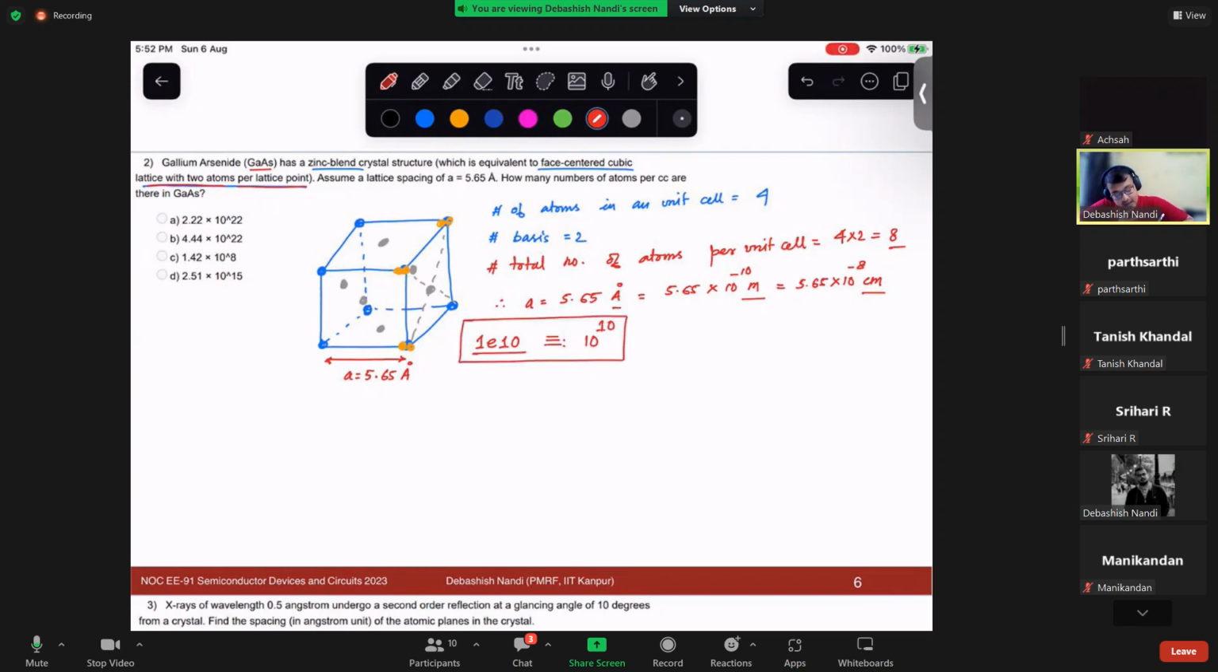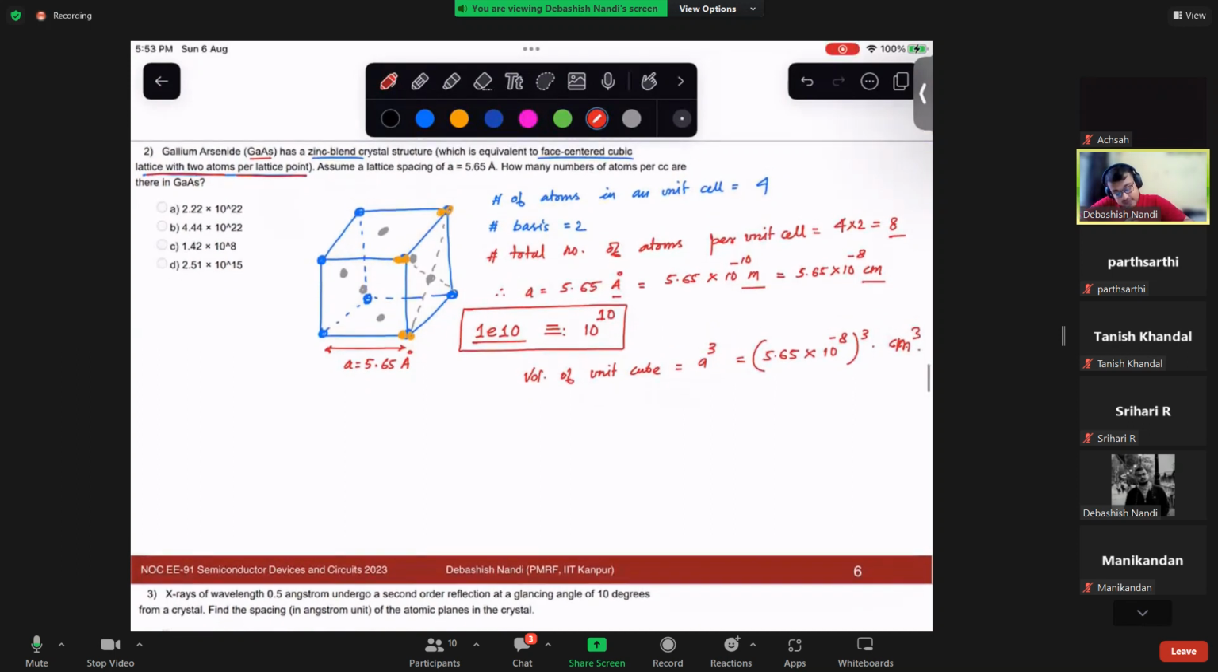So what is the volume of the unit cube? It's nothing but a cubed, that is (5.65 into 10 raised to minus 8) cubed centimeter cube. Cc means cubic centimeter, that's the same thing. Just let me write centimeter cube only.